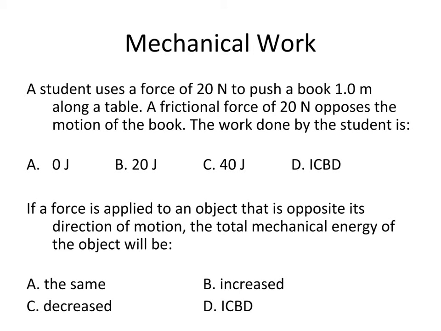Now we're going to talk about gravitational potential energy, one of the types of mechanical energy, but we'll review mechanical work a little bit before we start. So a student uses a force of 20 newtons to push a book 1 meter along a table. A frictional force of 20 newtons opposes the motion of the book. The work done by the student is... Now, the key here is work done by the student.